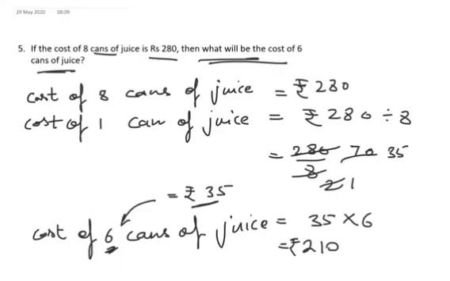This is very simple. Just what you have to do, first find the price of 1 can of juice, then multiply the price of 1 can of juice by 6. Okay, and you are going to get the answer.